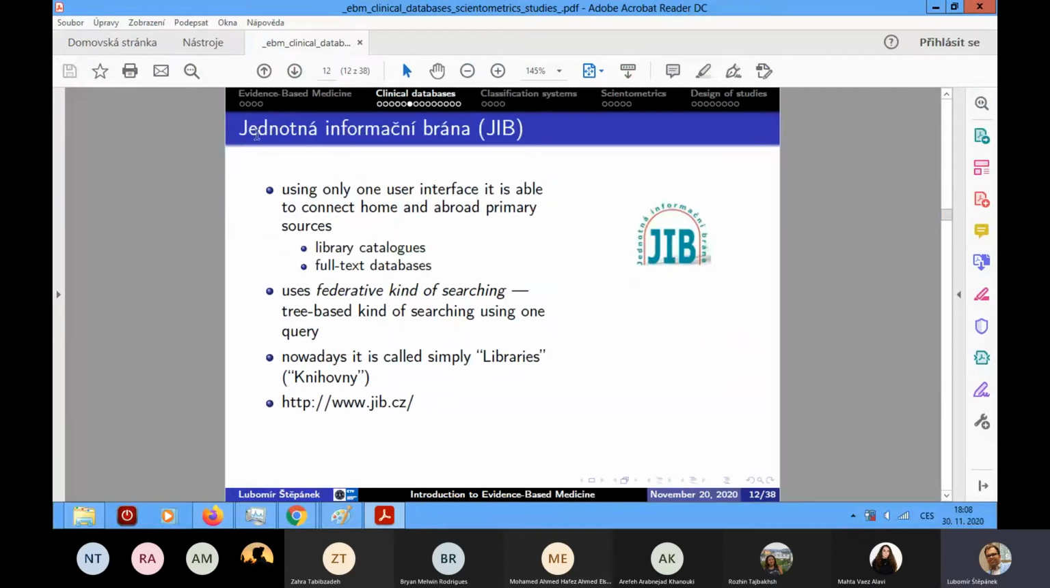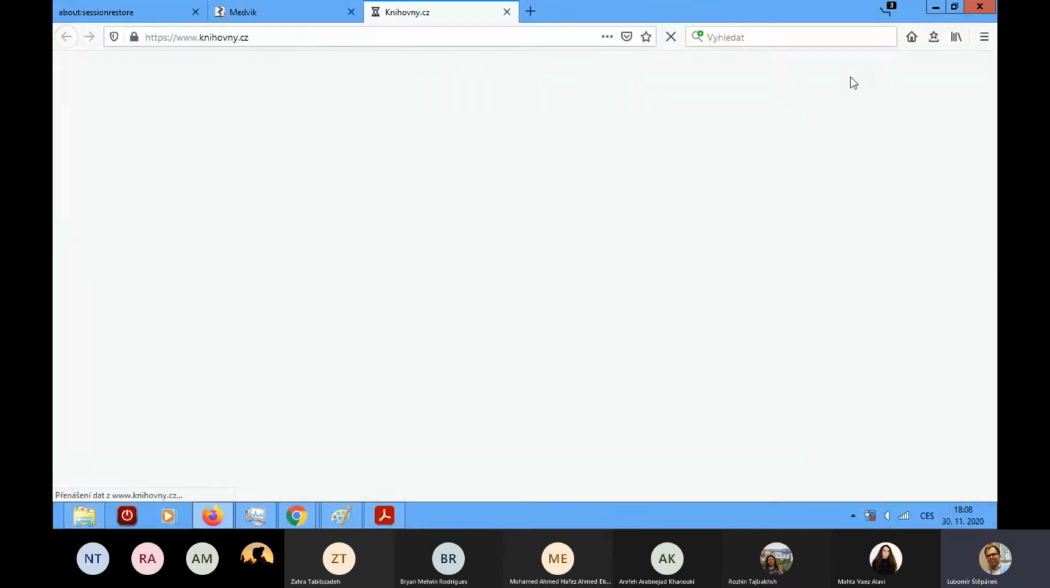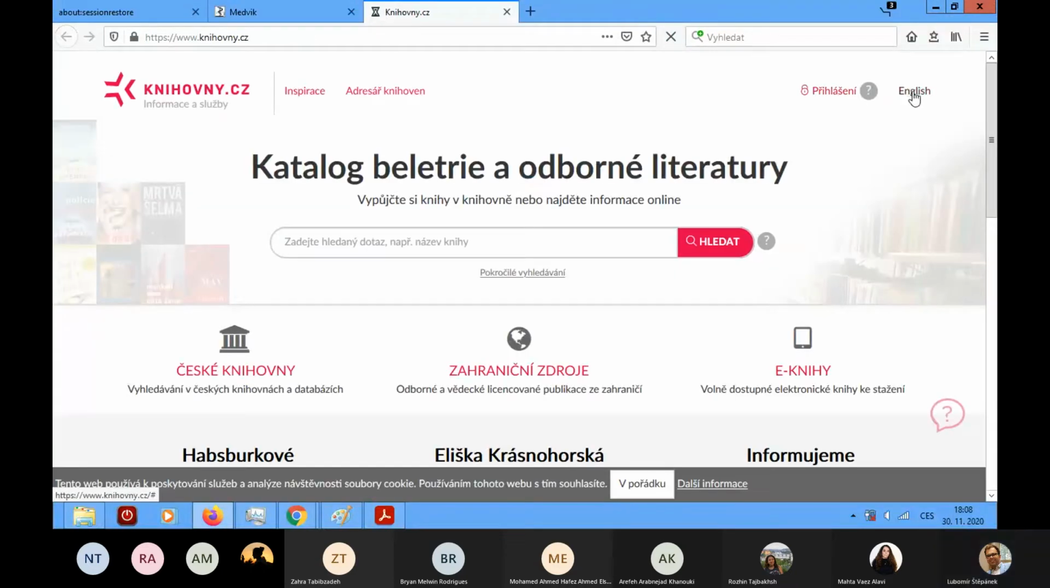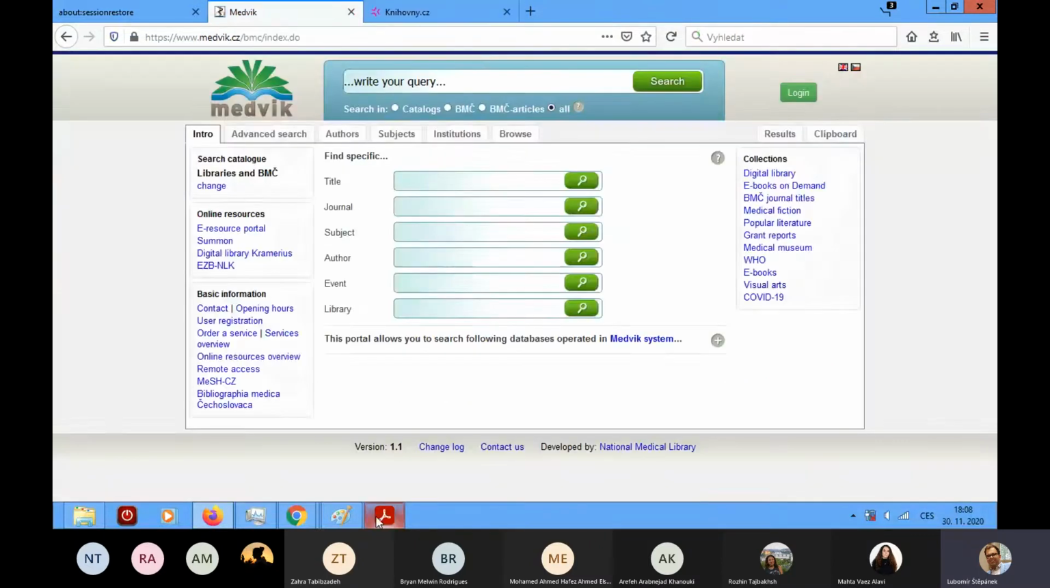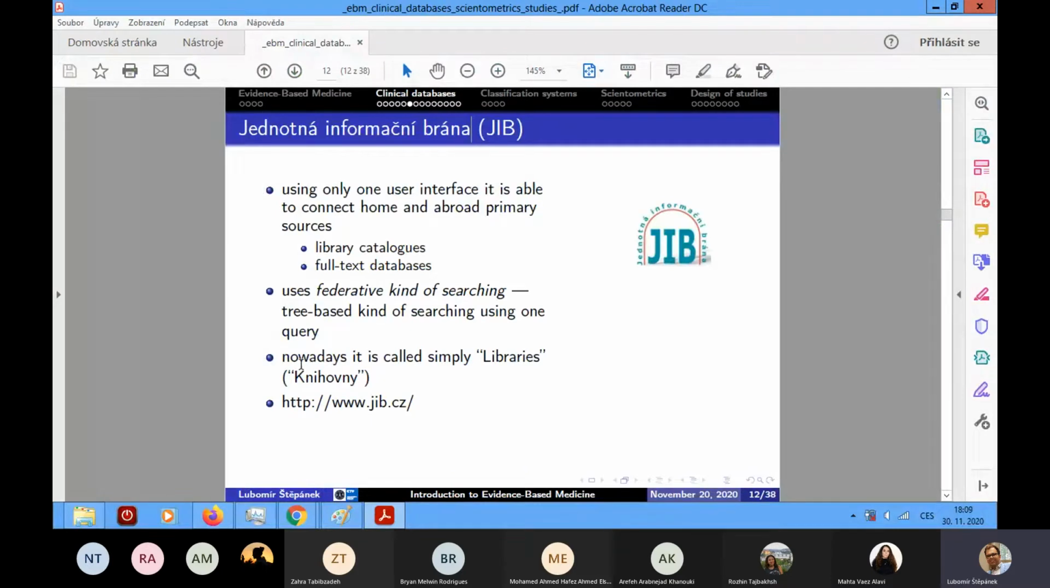Caslin, as I told you, Caslin and jednotná informační brána. It's funny, jednotná informační brána. If I try to translate it to English, I'm just wondering if they have. Okay, you know what? They switched their name to knihovny.cz, which means libraries.cz. I just mentioned it here. They are now actually called libraries. But okay, I'll tell you.